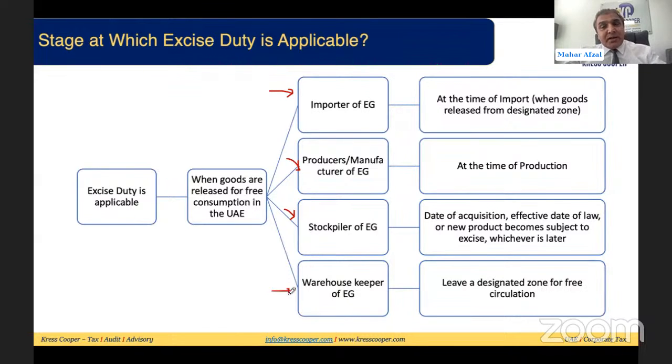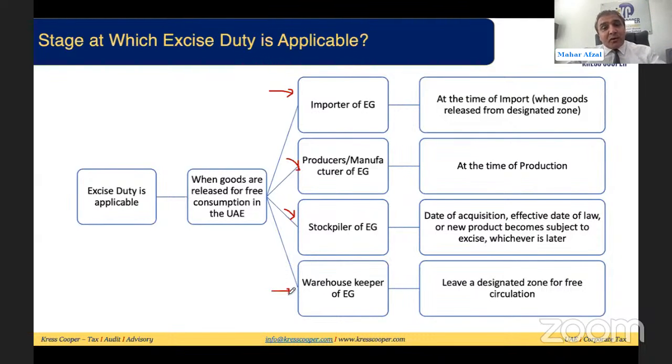Producers and manufacturers, at the time of production, they are liable to account for the excise duty. Account for, I'm not saying pay, account for the excise duty at the time of production, when the goods are being manufactured. Whenever excisable goods are being manufactured, these producers and manufacturers are liable to account for the excise duty on the goods that will be freely available to sell to the retailer or to the end user in the market.